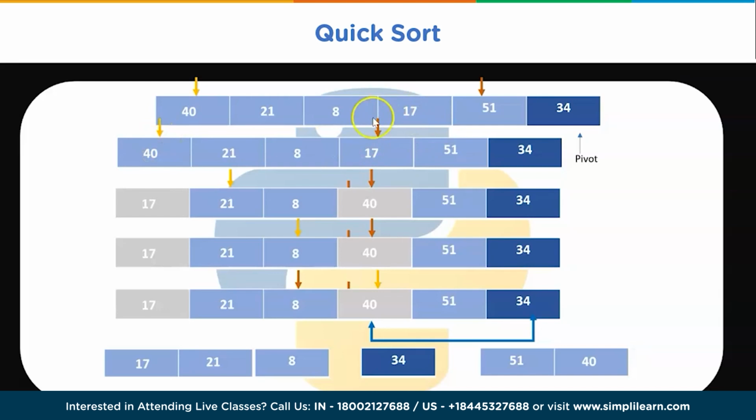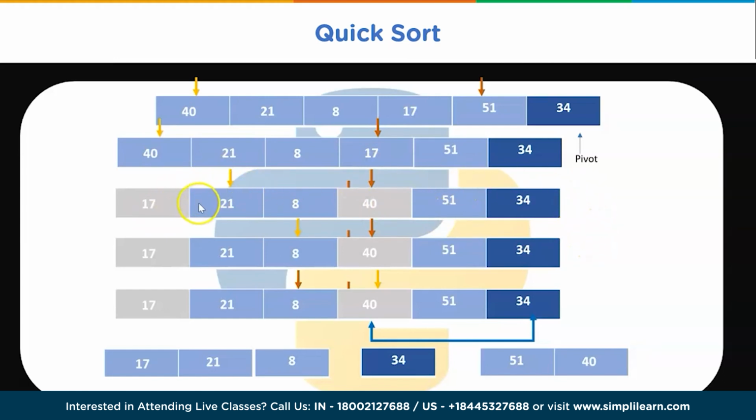Okay, so J will check if it is less than 34 or not, and I will check if it is greater than 34 or not. Now in this scenario, 40 and 17 are meeting the condition, that 40 is greater than 34 and 17 is less than 34, so we will make a swap of these elements. So 17 will interchange with 40 and 40 will interchange with 17, and then I and J will continue their journey ahead.